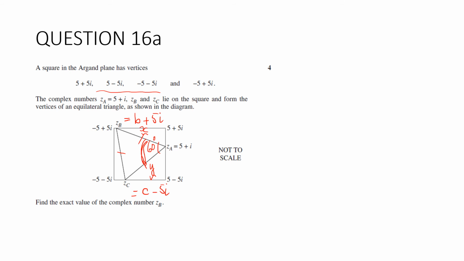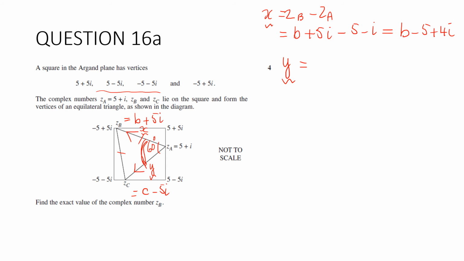All right, so let's start off by forming vector x, which is going to be ZB minus ZA, which is B plus 5i minus 5 minus i, which is B minus 5 plus 4i. And then vector y is going to be, I want to go that way, ZC minus ZA, which is C minus 5i minus 5 minus i, which is C minus 5 minus 6i.